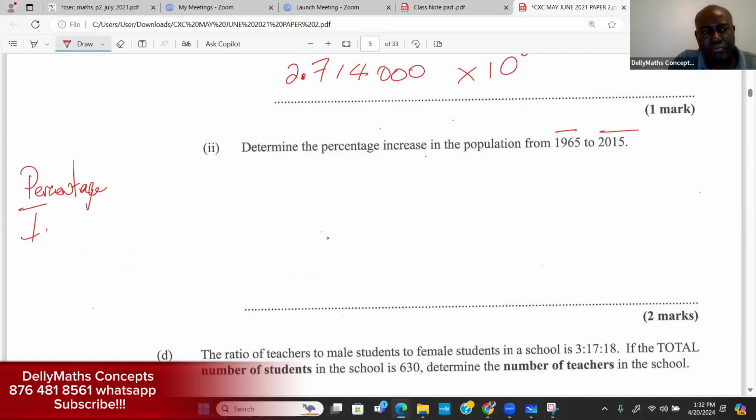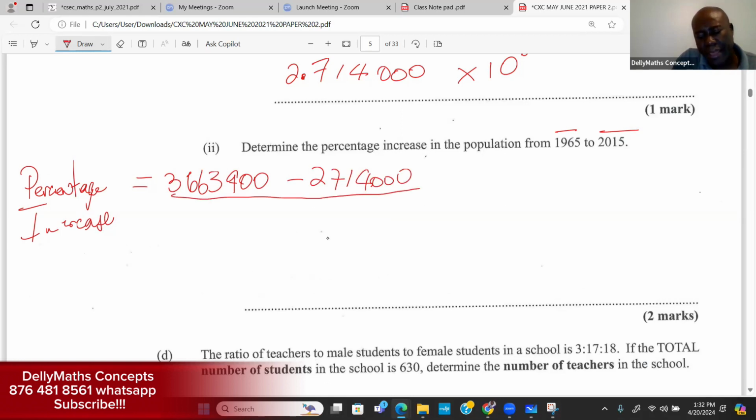Percentage increase is actually dealing with the increase. So we're talking about 3,663,900, and you're going to take out what it was. And you want to divide this by the original thing, what it was. All right, so when we subtract that and work it out and divide it by this, remember that this is going to percent, so we're going to multiply this by 100 over 1 or 100.